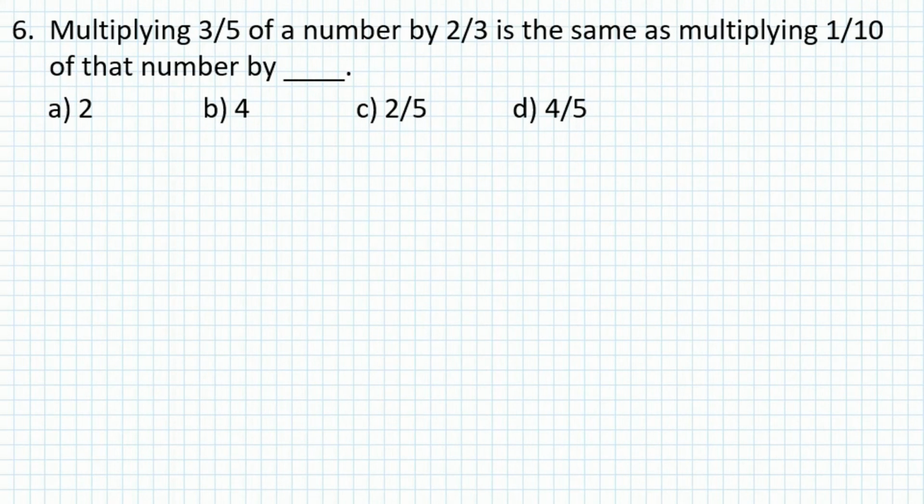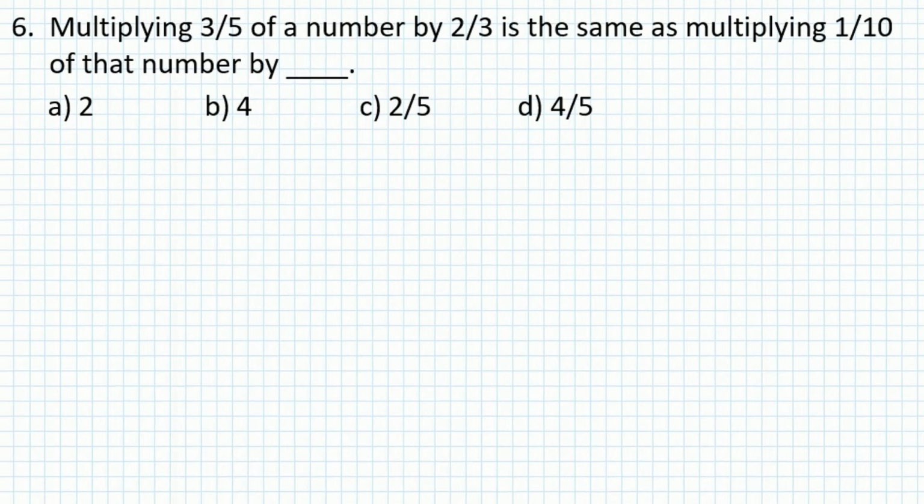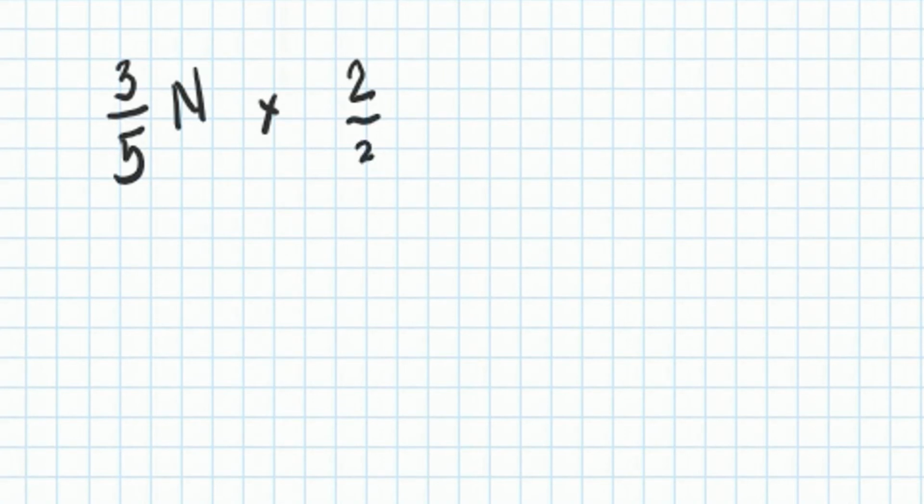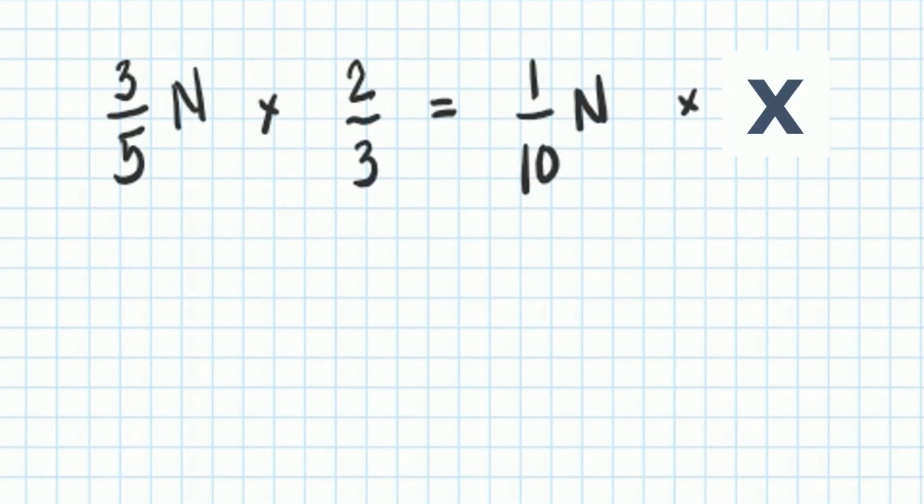Problem number 6. Multiplying 3/5 of a number by 2/3 is the same as multiplying 1/10 of that number by blank. Let n be a certain number, and let x be the multiplier of the said number n. Now, we write the mathematical expression for this word problem. 3/5 times n times 2/3 is equal to 1/10 times n times x.